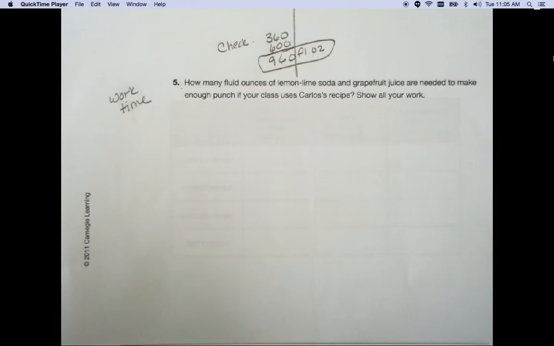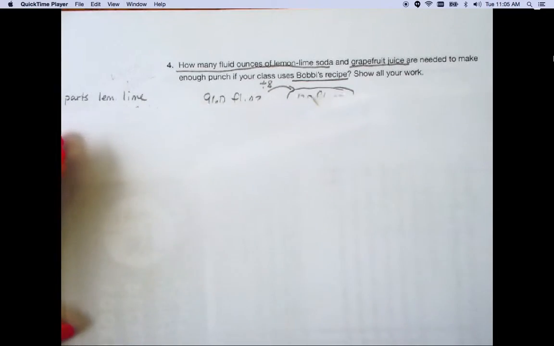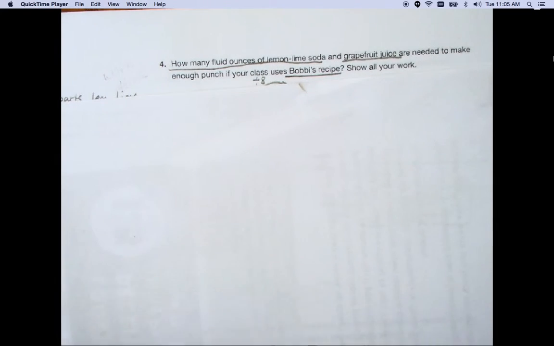If you feel that you're ready, then I'd like you to continue on to problem 4 on your own, then come back and check it. If you're still not there, I'm going to walk you through one more. This time we're going to use Bobby's recipe.